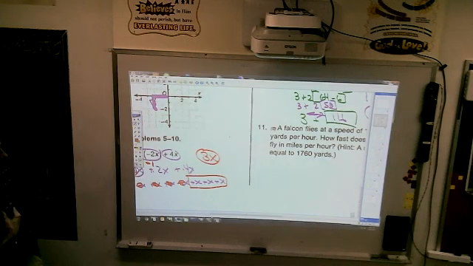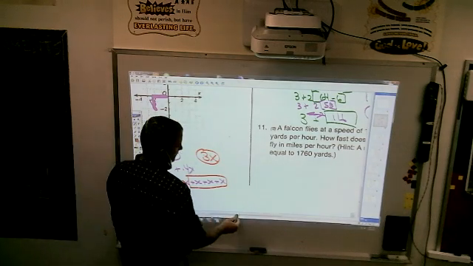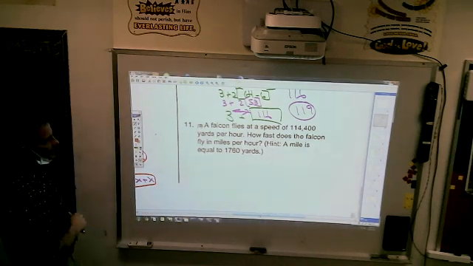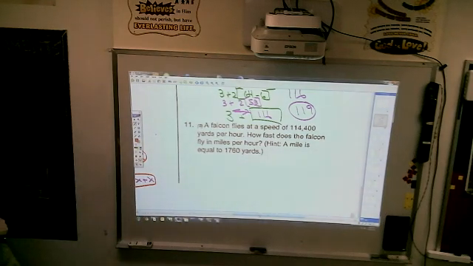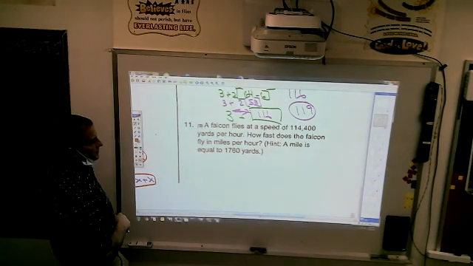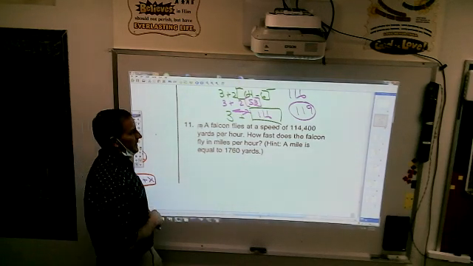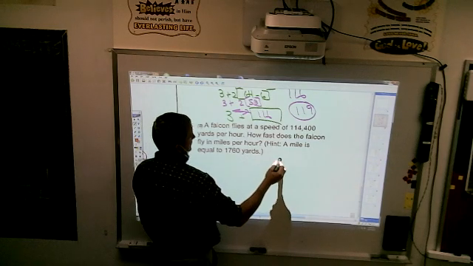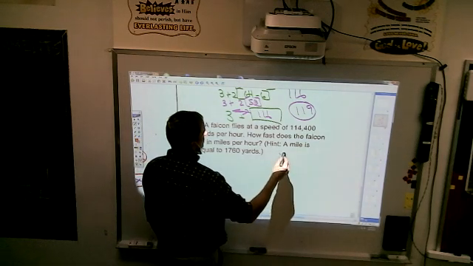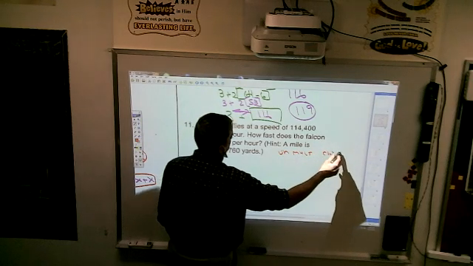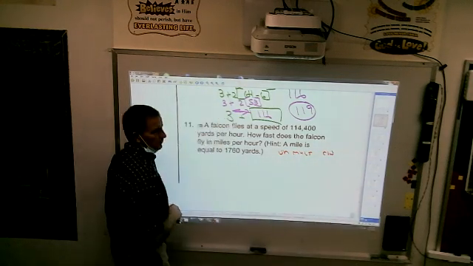Number 11. I would have thought this would have been one somebody would ask long ago, because a number of people have asked me this. The Falcon flies at a speed of 114,400 yards per hour. How fast is that flying in miles per hour? This is what we call unit multipliers or conversion fractions.